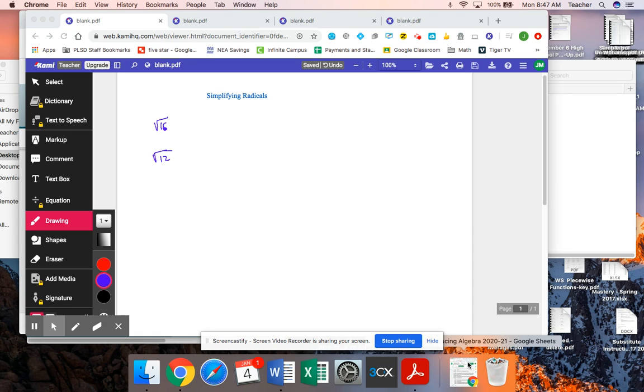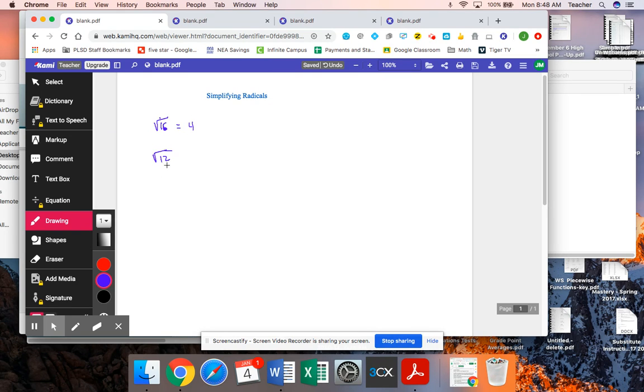All right, we're going to talk about simplifying radicals now. And remember, a radical is just this symbol right here, right? If that radical has a 2 there or an implied 2, it's a square root. This says the square root of 16. This says the square root of 12. Well, since 16 is a perfect square, we know that that is just 4.